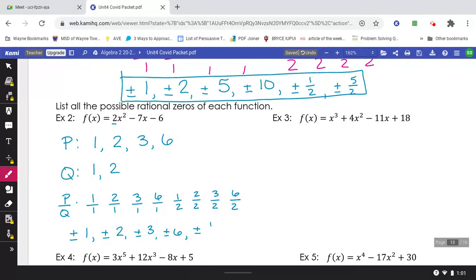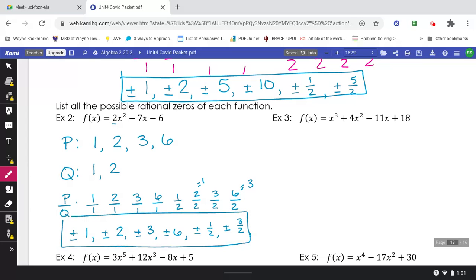1 over 2 is a decimal. I'll leave it as a fraction 1/2. 2 over 2 is 1, so I don't have to write that again. 3 over 2 would be another decimal or fraction. I'll leave it. And 6 over 2 is 3. I already have 3 on there, so I don't have to write it again. And there's my list of possible zeros, possible answers.